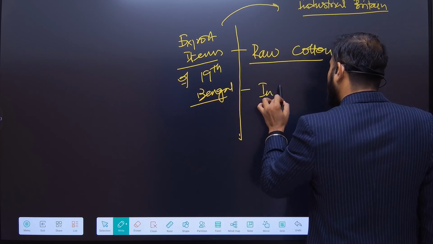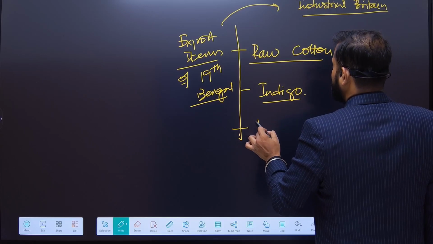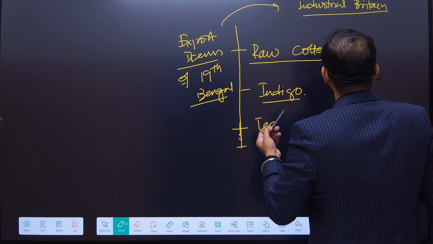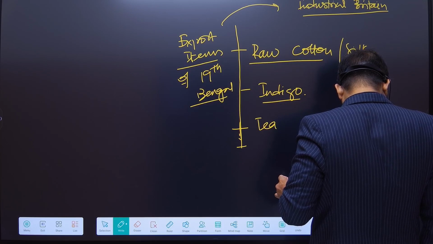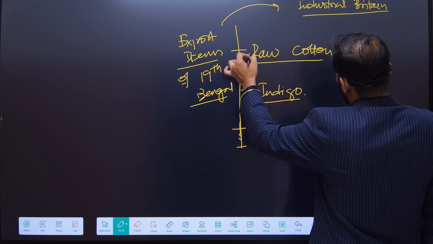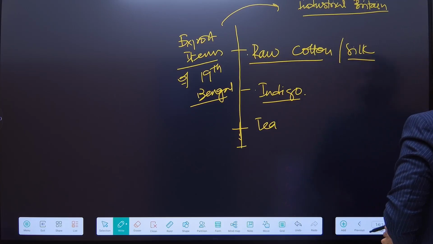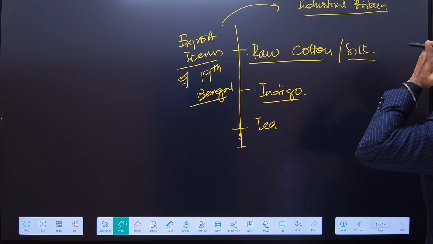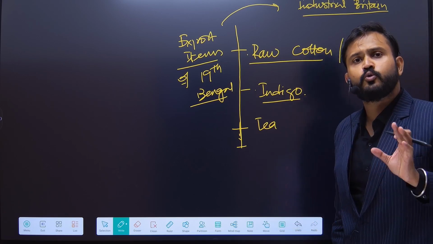I'll write down indigo. They are the key products, the natural dye. I will write down tea, raw cotton, indigo, tea. These are the industrial inputs. Anything else? You can also write sugar. That means they will be a supplier of raw material and also food.